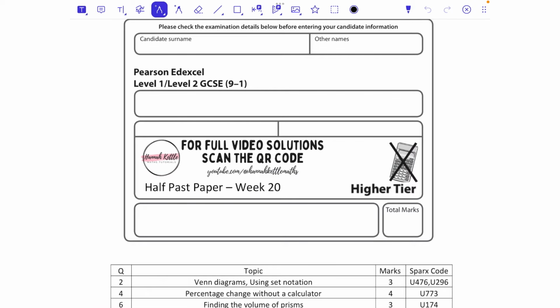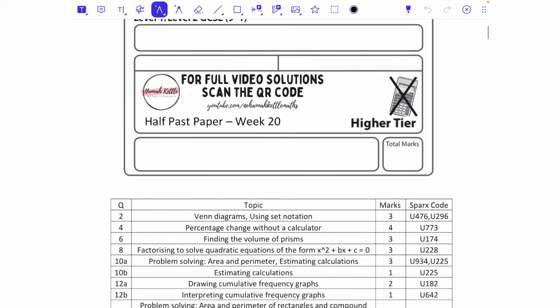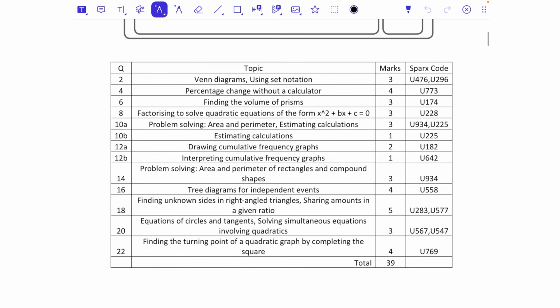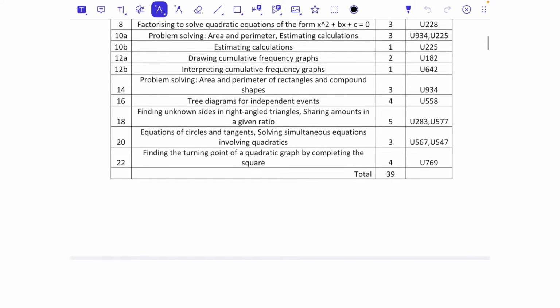This is Half Past Paper, week 20, higher tier, and another non-calculator this week. So this week we're doing all the even numbers. Last week we had the odd numbers, and so together they make up the full past paper. For 80 marks, we've got 39 marks on this one, all the even numbers, and these are all the topics that we're going to have a look at today.